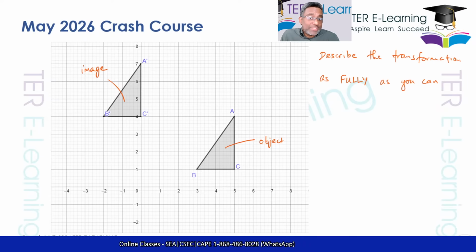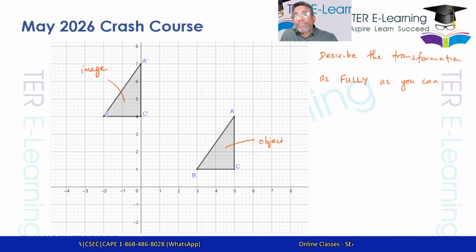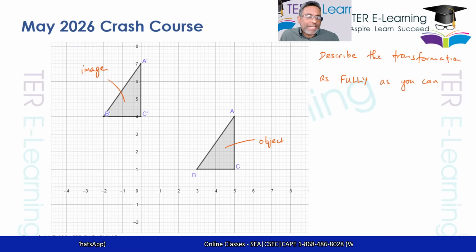Right? If you had to describe this as fully as you can, what are you going to tell them? And it's usually a 2 mark question, right? It's usually 2 marks. Describe this transformation as fully as you can.